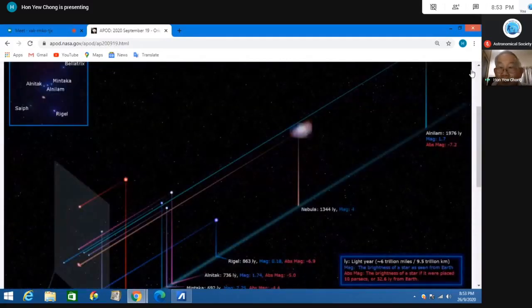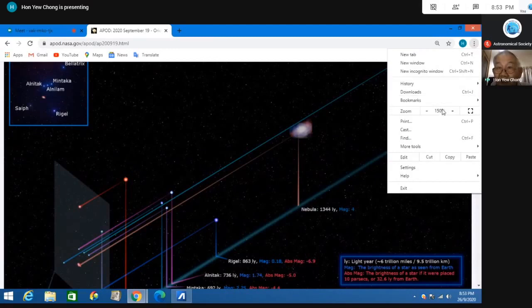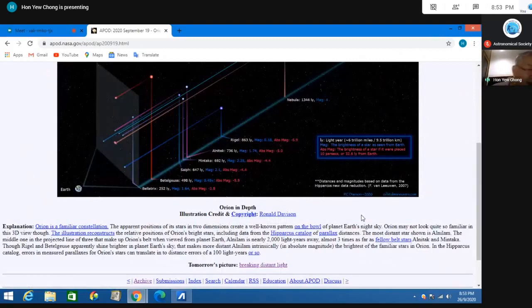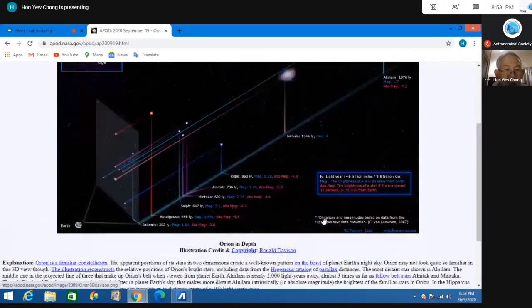Now you look at this, September 19. Wow, nice. So I'll give you some information first, then I enlarge it again. Now this is Ronald Davison. Interesting, he's an electrical engineer from New York, but his hobby is astrophotography. Basically, he wants to show you, most of us are familiar with Orion, isn't it? If you look at the plane, this is what we see: Betelgeuse, Bellatrix, Alnitak, Alnilam, Mintaka, and below are Rigel and Saiph.